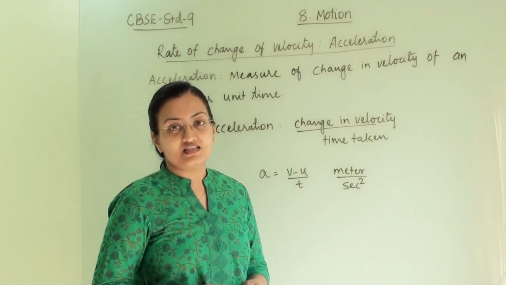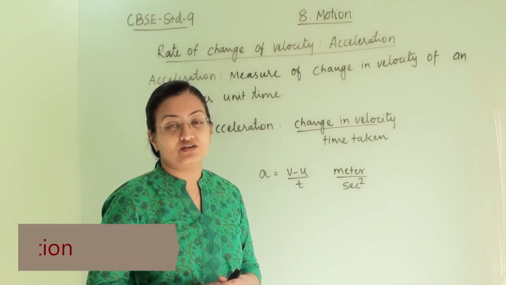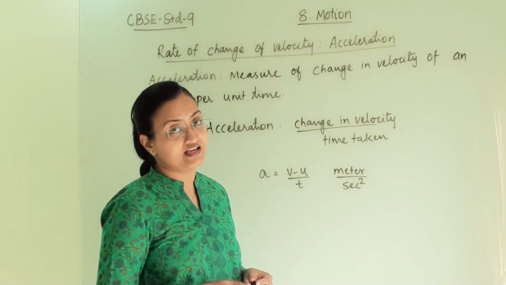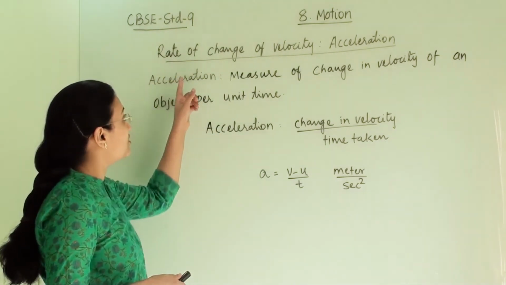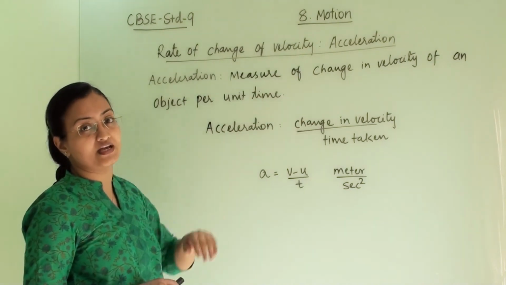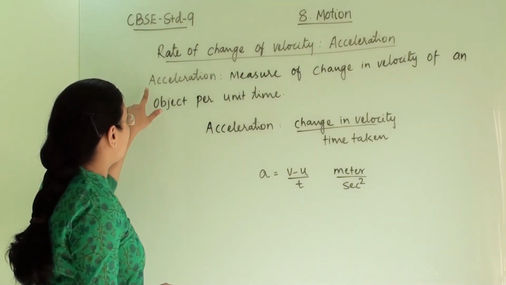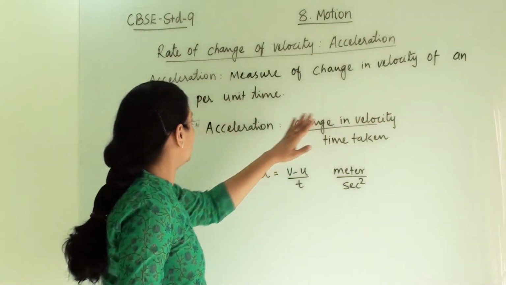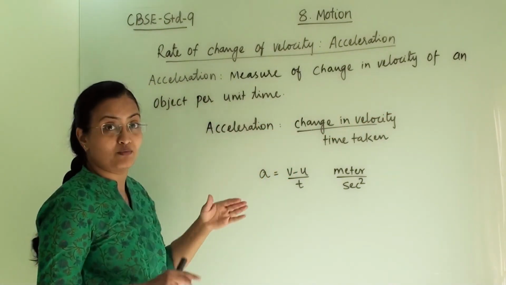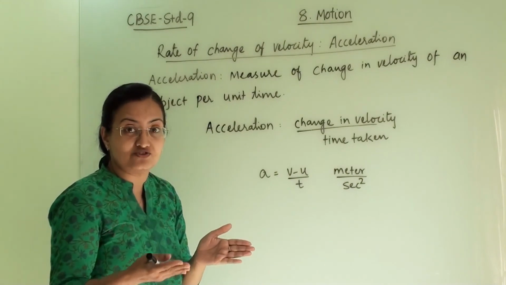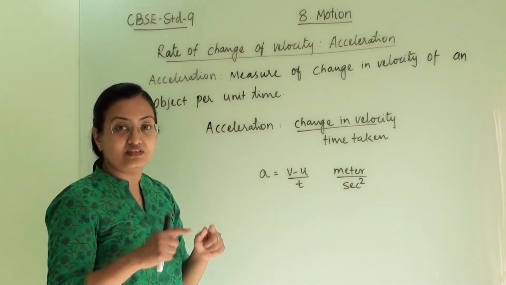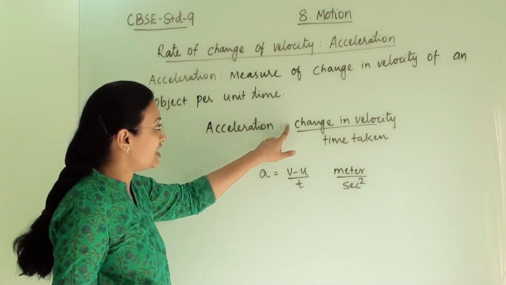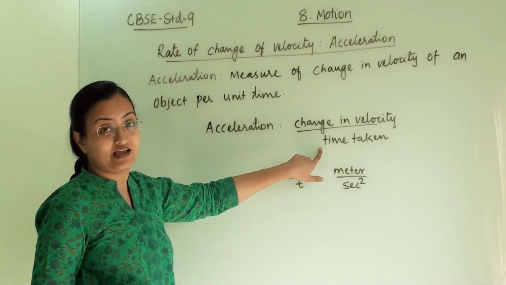Now let us understand, when velocity changes, that change in velocity is termed as acceleration. So here the rate of change of velocity is termed as acceleration. So here acceleration equals the measure of change in velocity of an object per unit time. How much velocity has changed per unit time, that is known as acceleration. So here acceleration equals change in velocity divided by time taken.